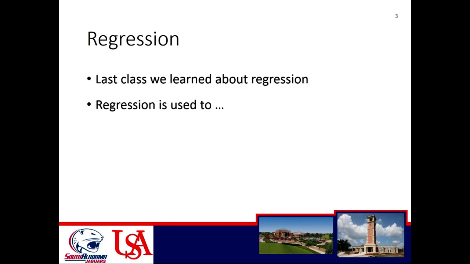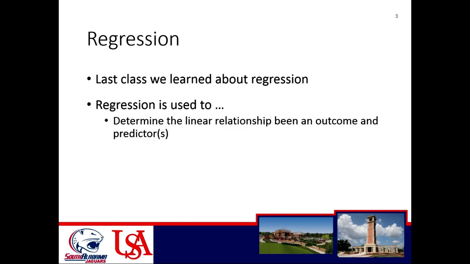Last class we learned about regression. Regression is used to, hopefully you remember, determine the linear relationships between an outcome and a predictor or predictors. In the prior lecture, we just learned with one predictor, so we would say the relationship between an outcome and a predictor. But this time we're learning how to do regression with multiple predictors. So now we're saying the linear relationship between an outcome and predictors.